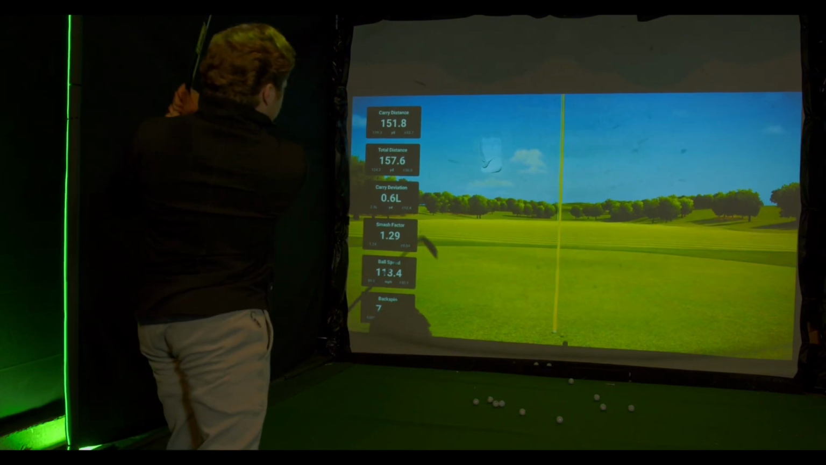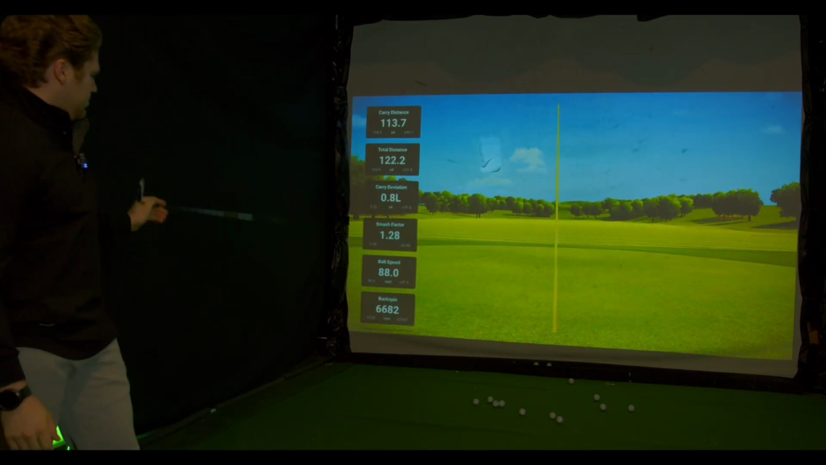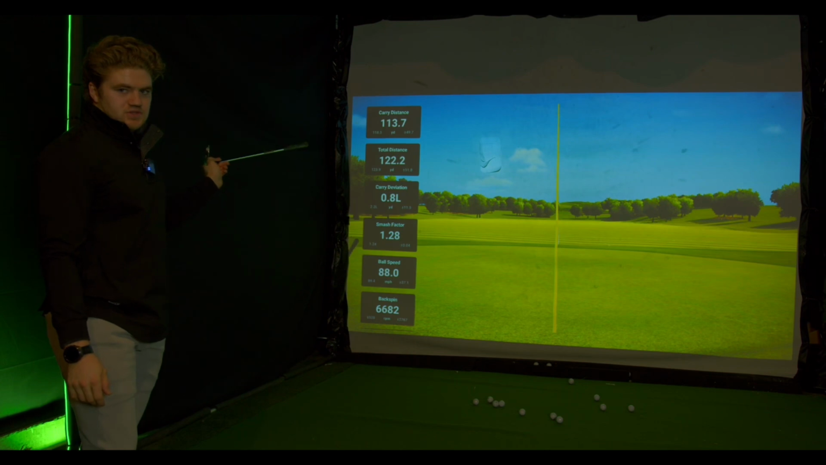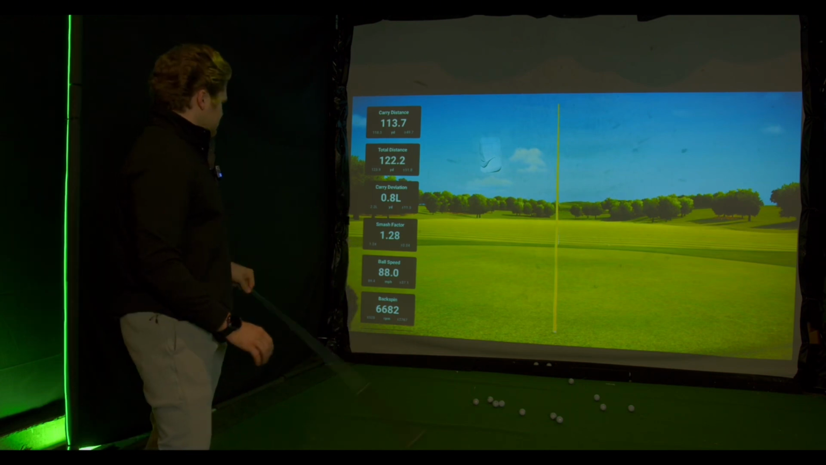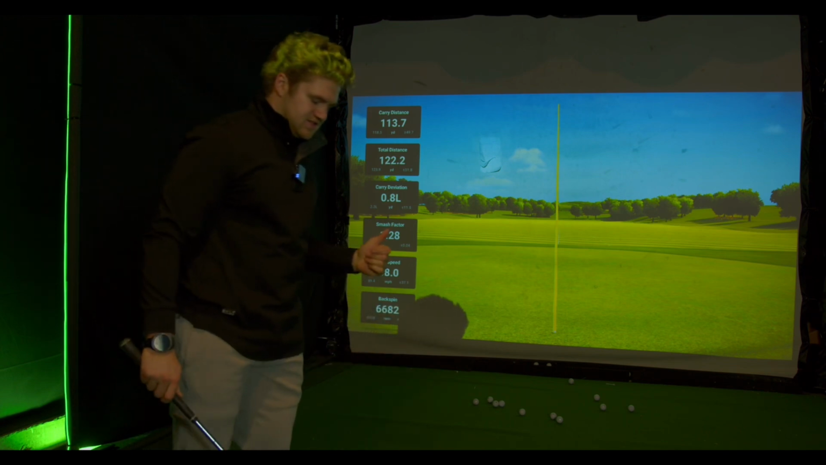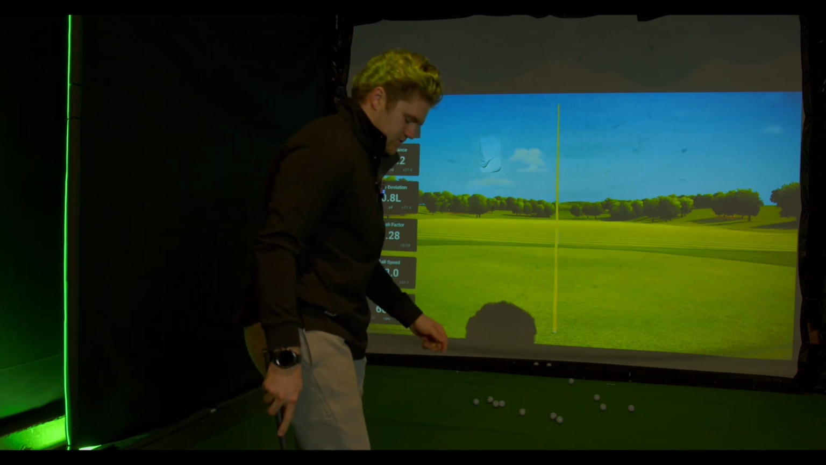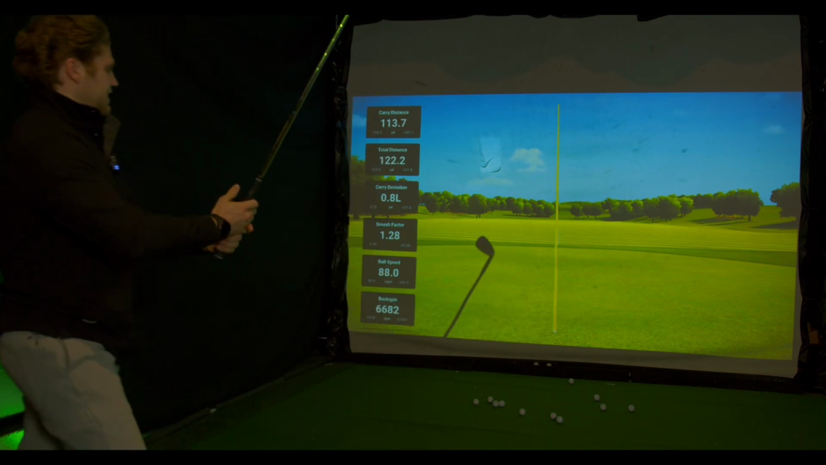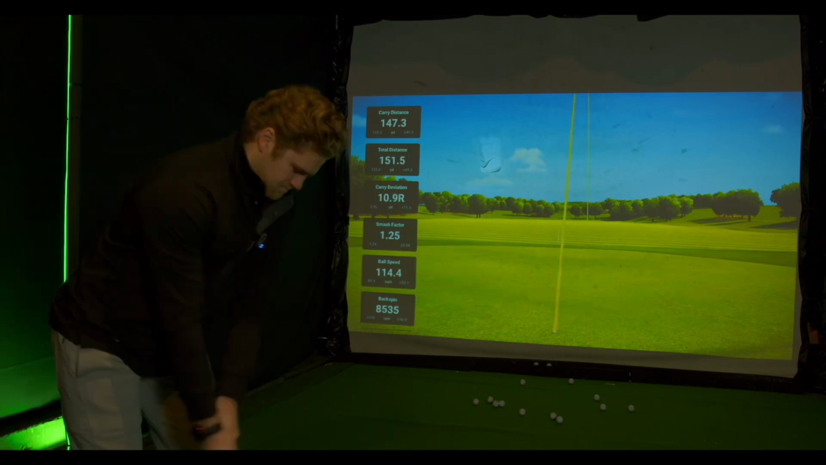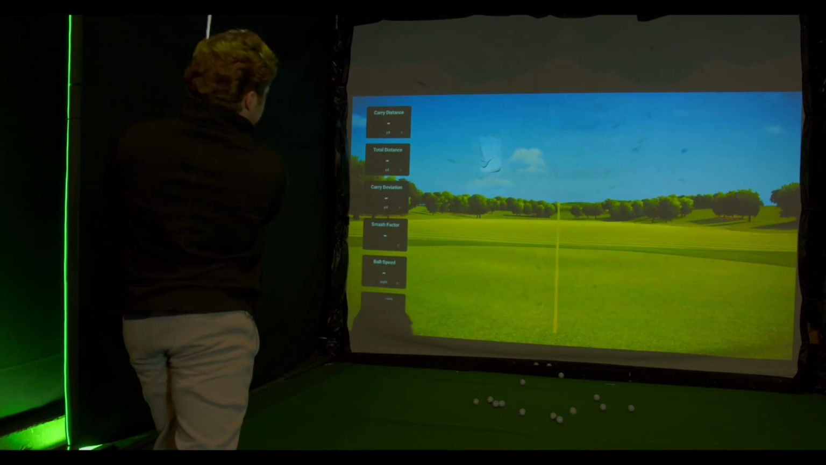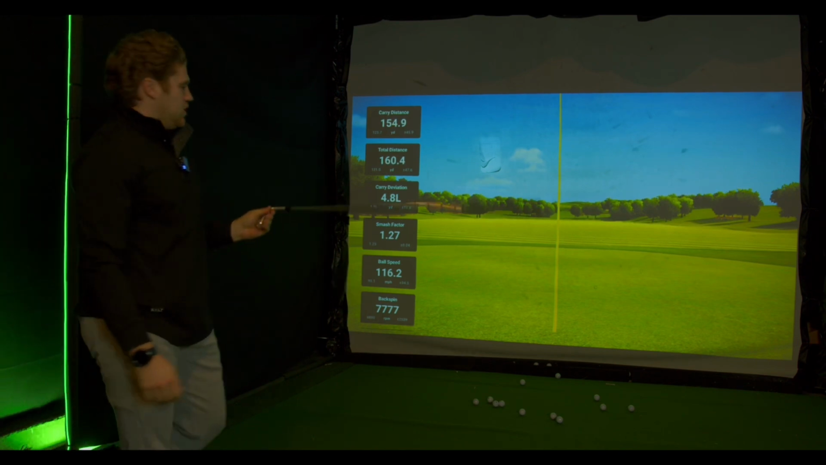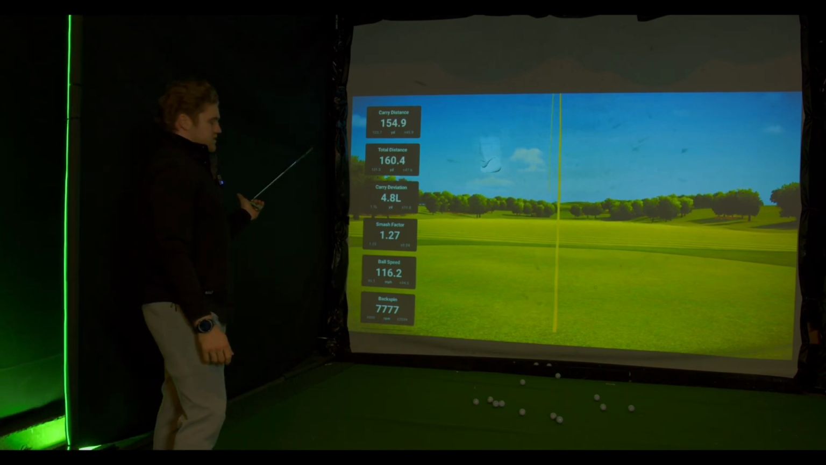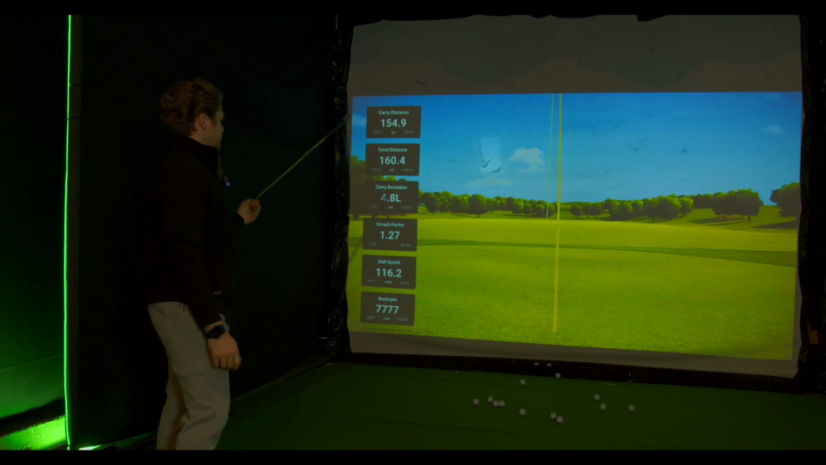So 88 ball speed, you got 122. So still struck well. So you have less ball speed, less distance. So now what I'm going to do is I'm going to hit one kind of fast and see what happens. So 116. So now we got 116 ball speed, 160 total distance, 154 carry.